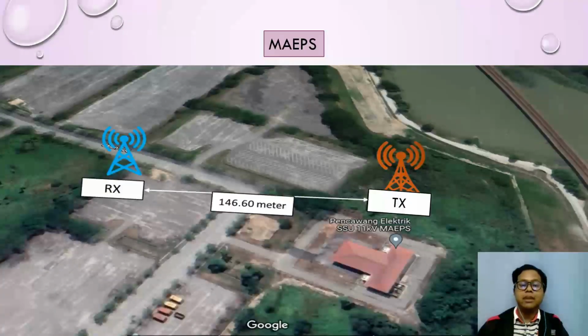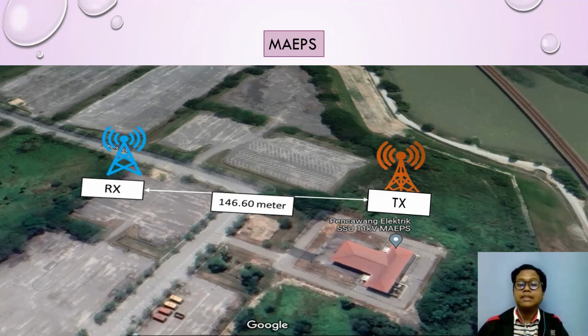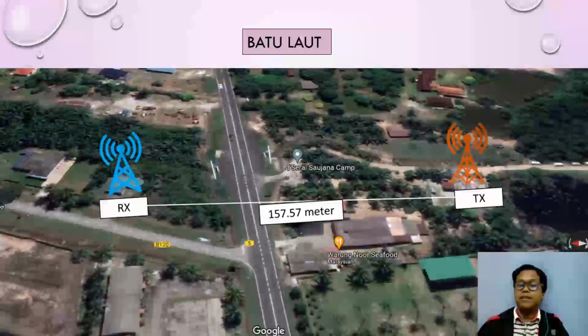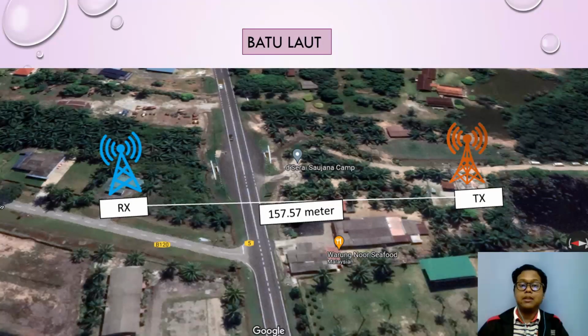The second location is Maes. The distance between transmitter and receiver is 146.60 meters. Maes is an urban area, and that means there will be a lot of LTE tower communication surrounding. The final location for the experiment is Batu Laut, and the distance between transmitter and the receiver is 157.7 meters. This is the farthest distance between transmitter and receiver for this experiment.